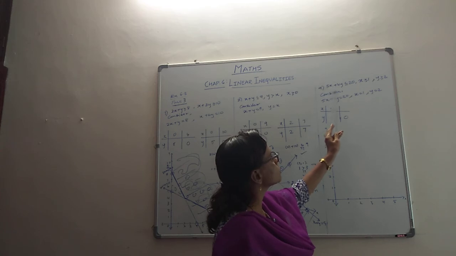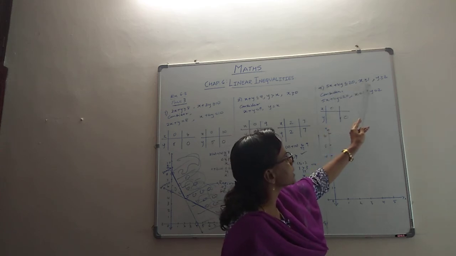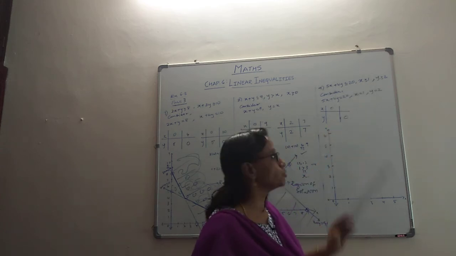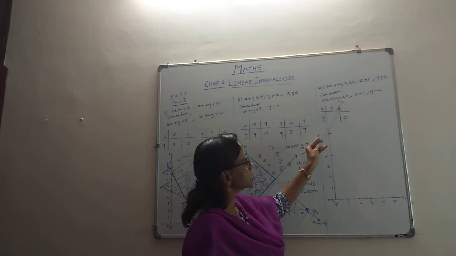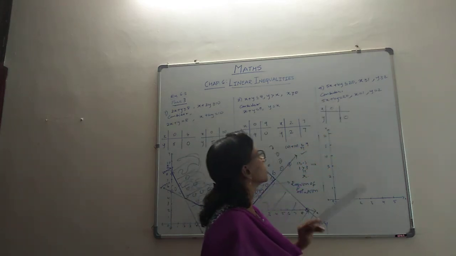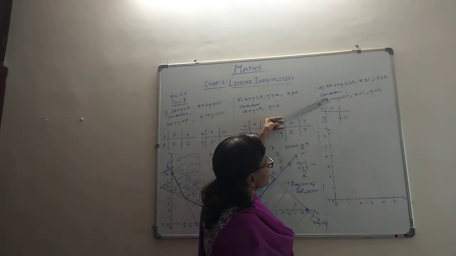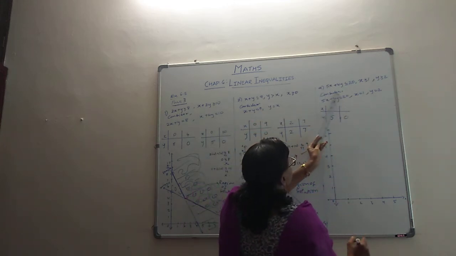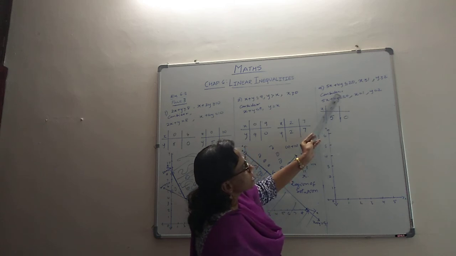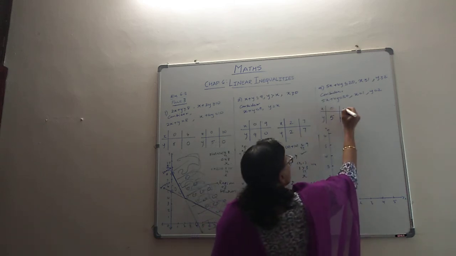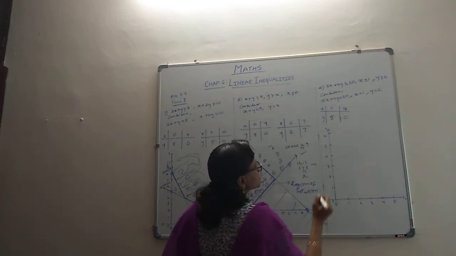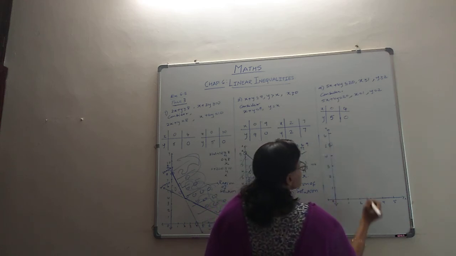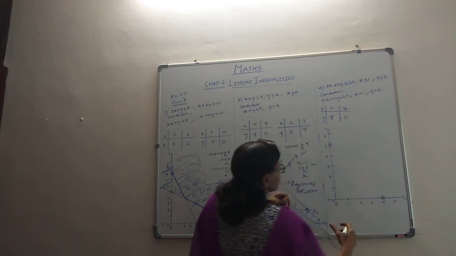Here you have 5x plus 4y less than or equal to 20, x greater than or equal to 1, y greater than or equal to 2. So you require a table for this. We consider its equality. When we put x as 0, you get 4y equal to 20. So y is 5. And when you get y as 0, you get 5x equal to 20. So x is 4. So let's take this first point 0, 5. Next point 4, 0. And let's have the line.